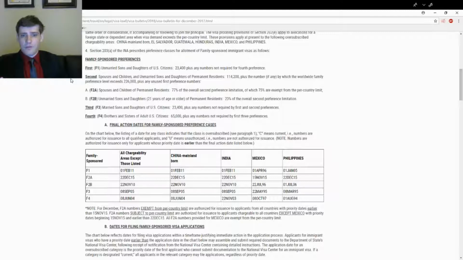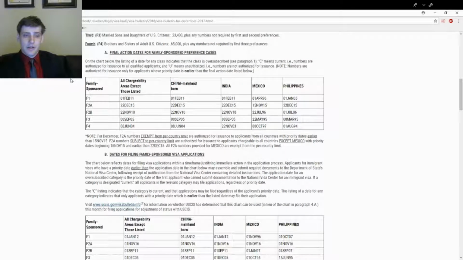So we've covered all of that. Finally, I said that it takes a long time, and if you look down here, we can see this. The chart is based categorically in the rows and by where you're from in the columns. All chargeability areas except those listed means everywhere except for mainland China, India, Mexico, and the Philippines. If you are from any of those, you will have a different date, as is right here.